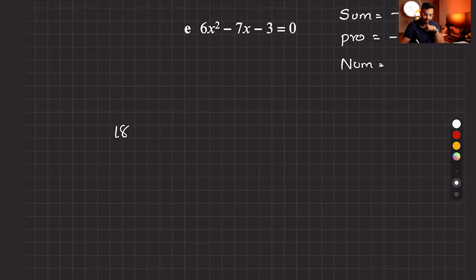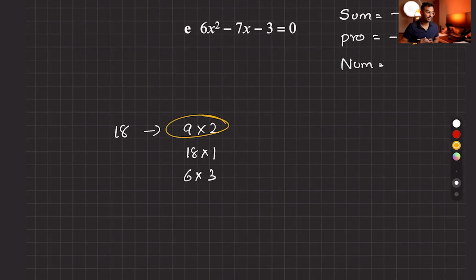So you have 18. What are the factors of 18? 9 times 2, 18 times 1, 6 times 3. Which combination of numbers will somehow get you a 7? That's the one. Did you get it? How did I come up with the numbers? 6 times 3 is not going to get you 7. 6 plus 3 is 9. We're talking about minus 7.